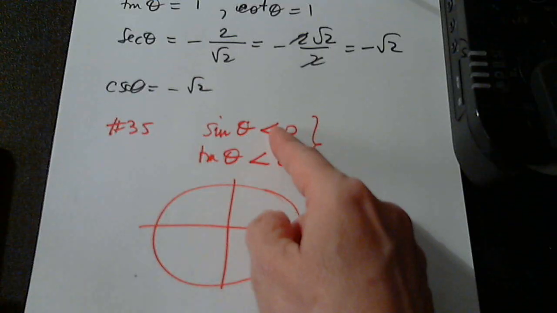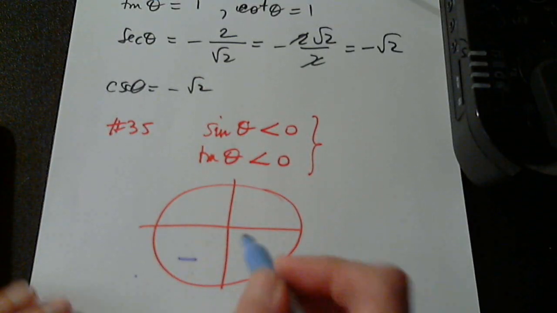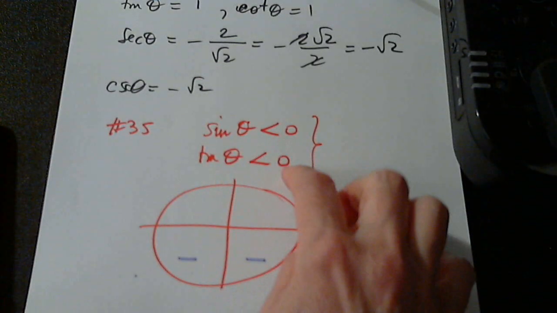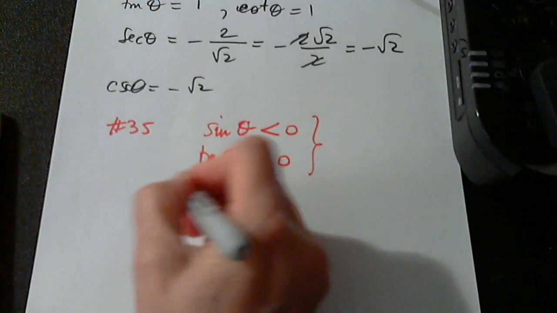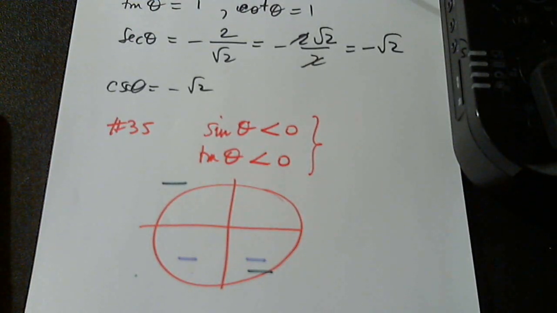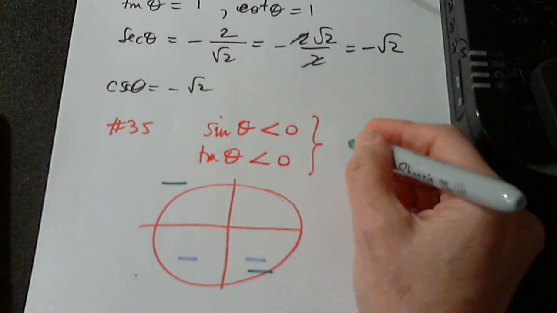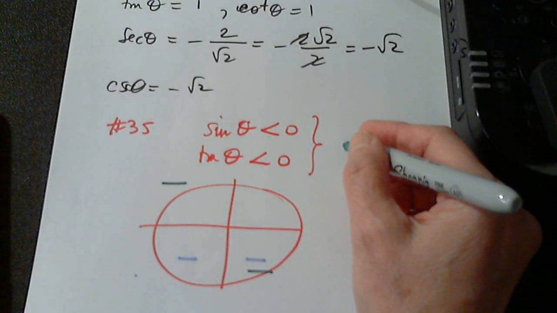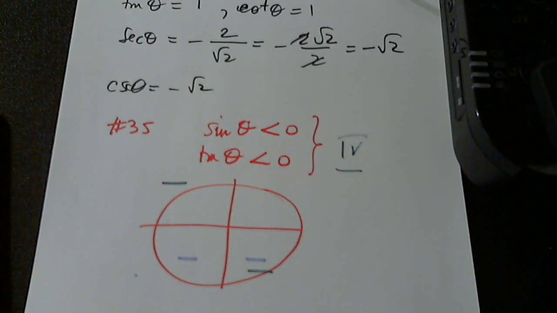Sine is negative. Oh, okay. Tangent is negative. Oh, okay. Which of all four quadrants fulfills both conditions? Sine negative and tangent negative. Quadrant 4. That's it. Absolutely.